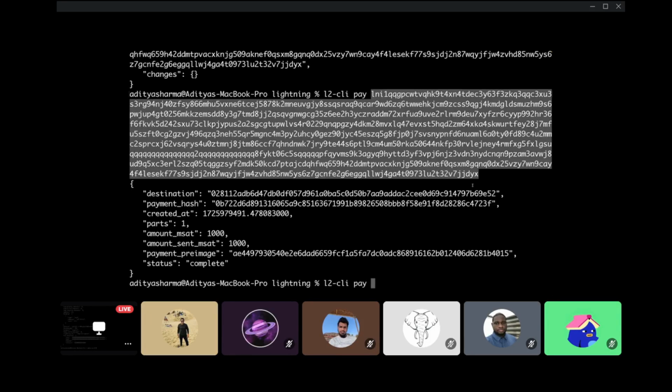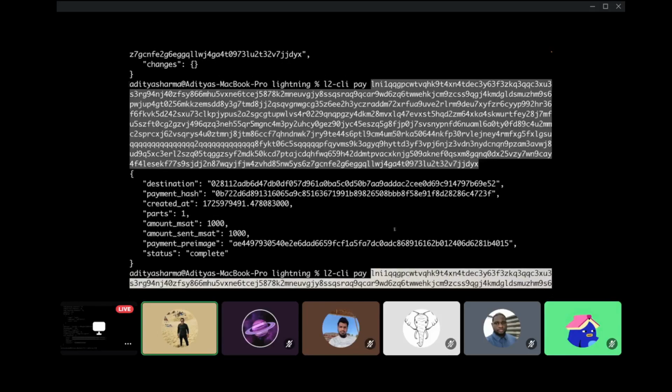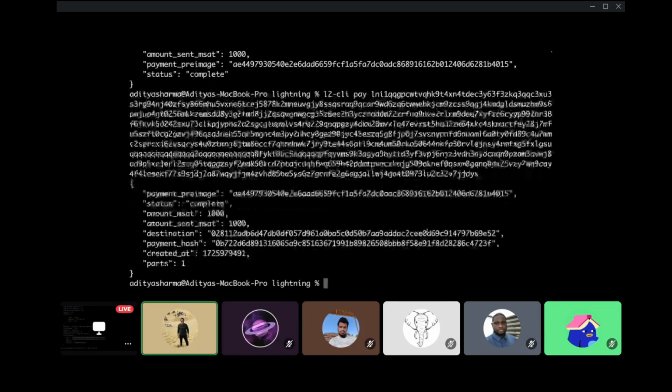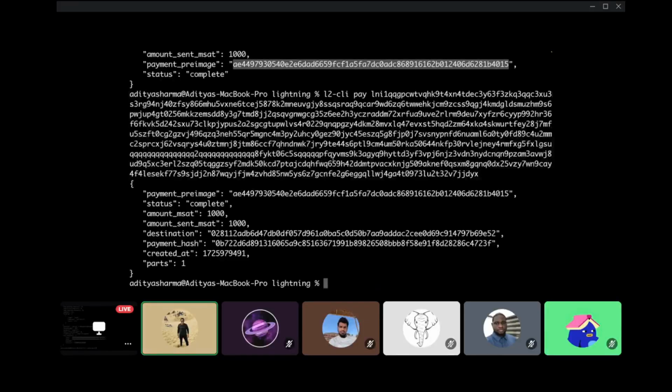Let's try this out. So I copy pasted the same invoice, and we are paying the same invoice again, which is not a good idea. You should definitely not do that. As you can see, the payment pre-image AE449 is same. So basically, if you use the same invoice again and again, in our case, there are just two nodes. We are paying L1 from L2, but imagine if we are routing a payment through the network.